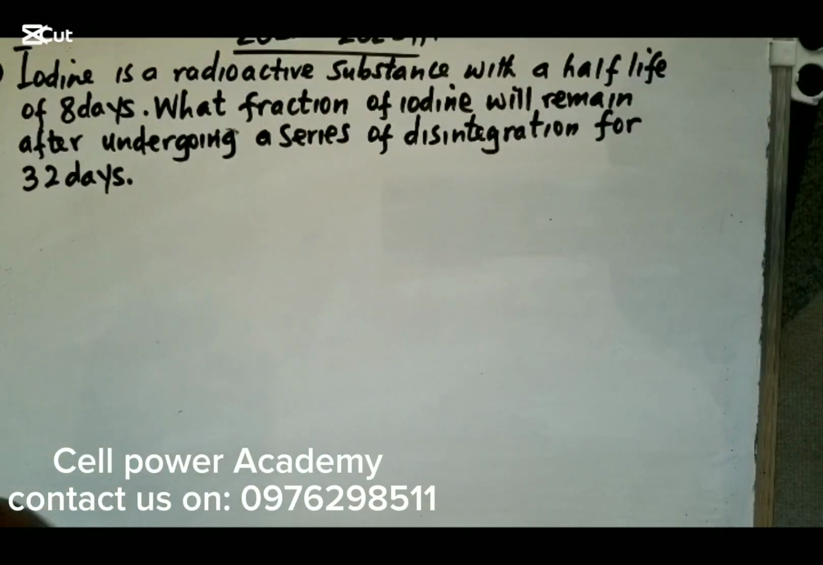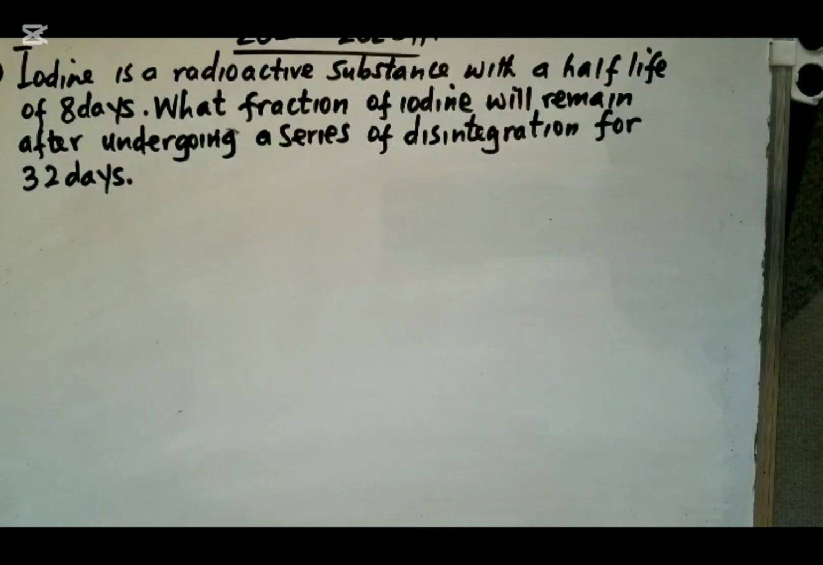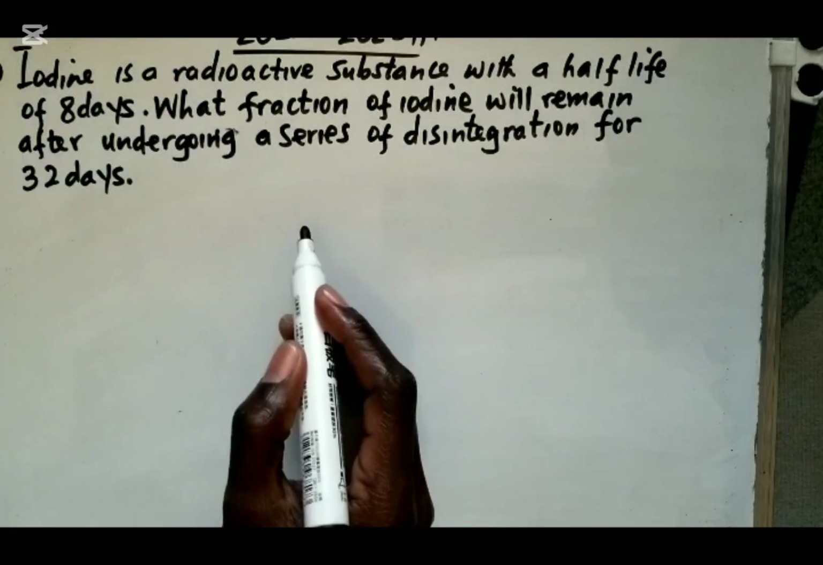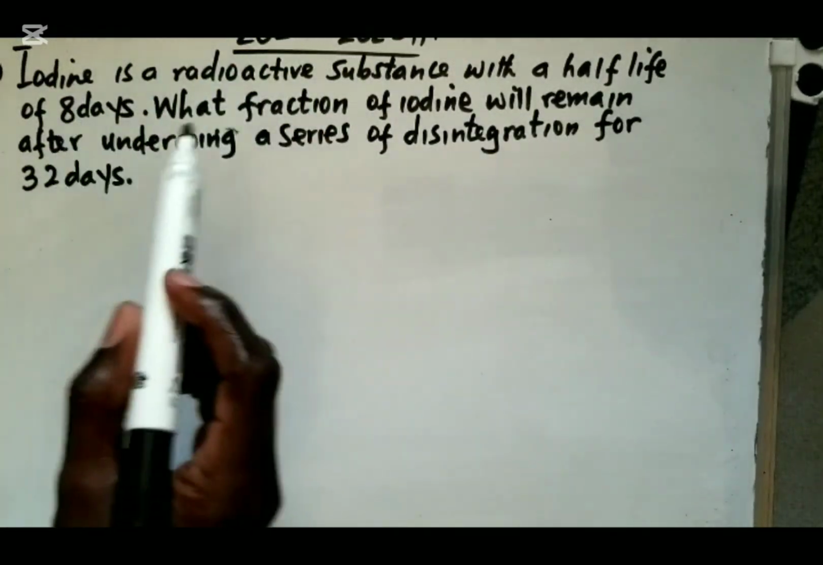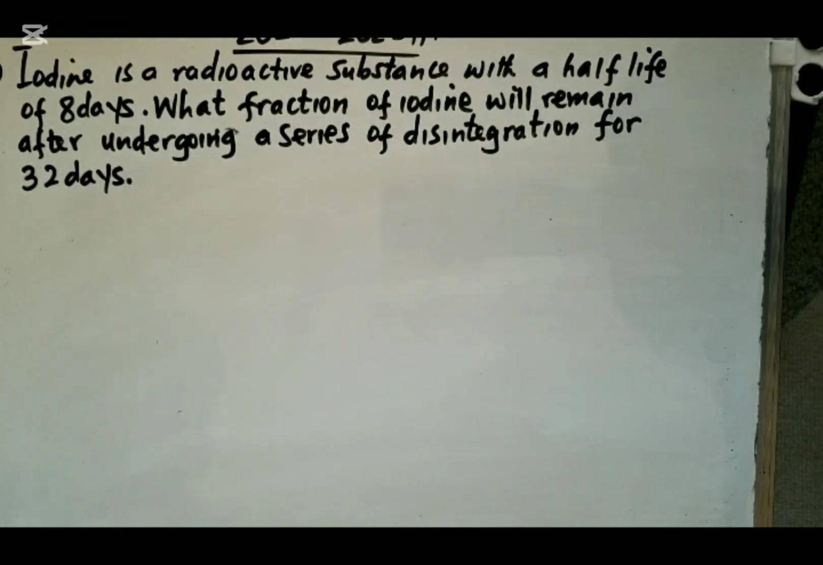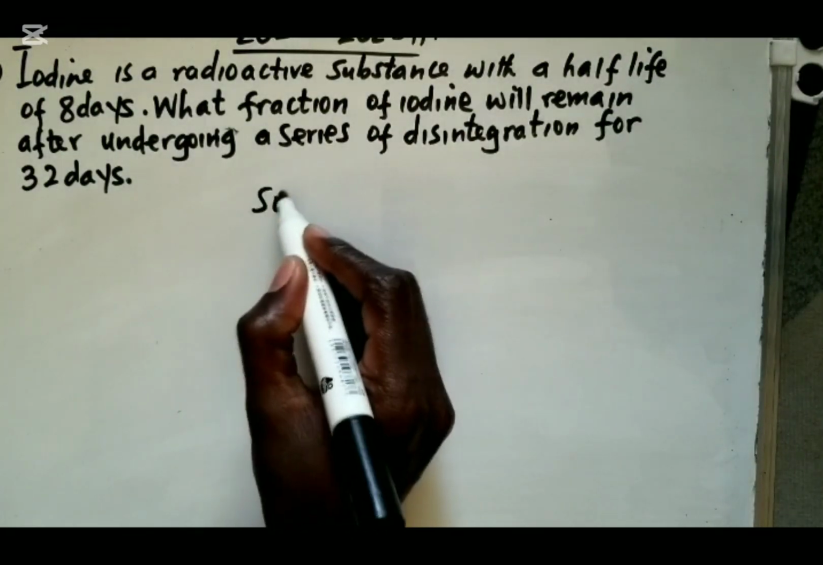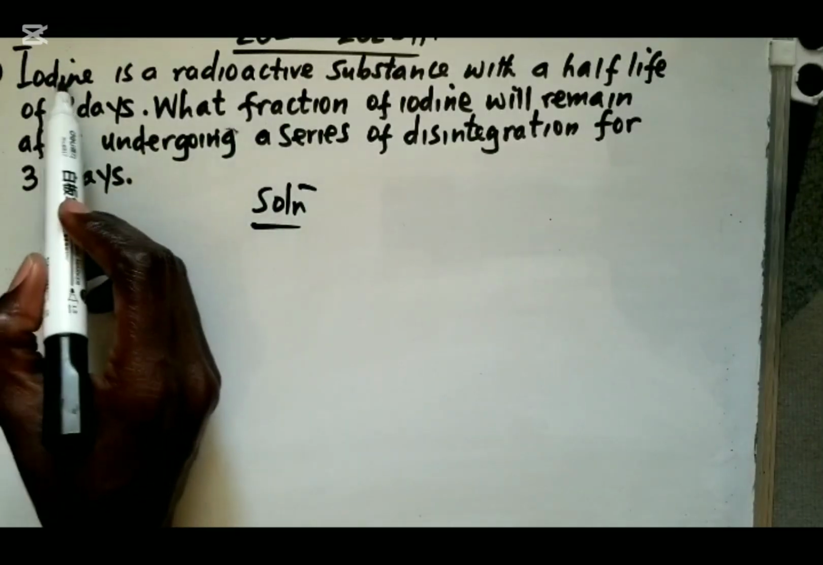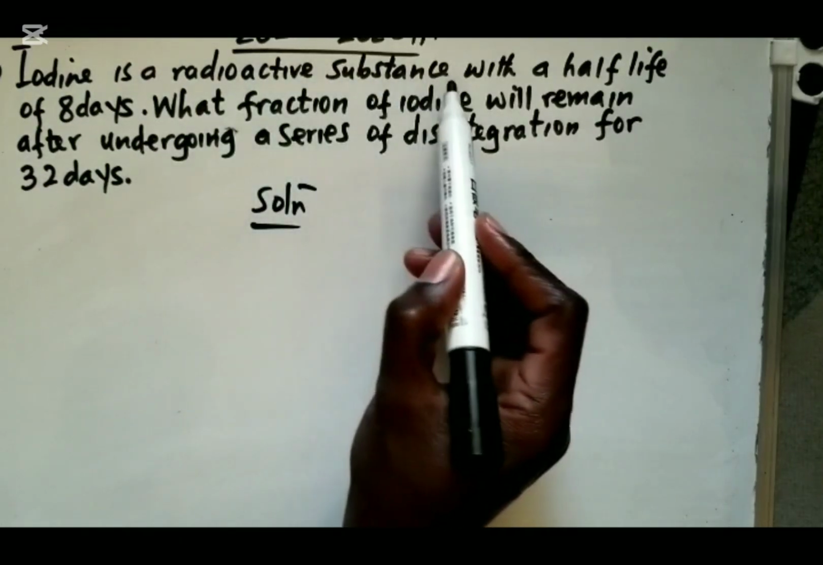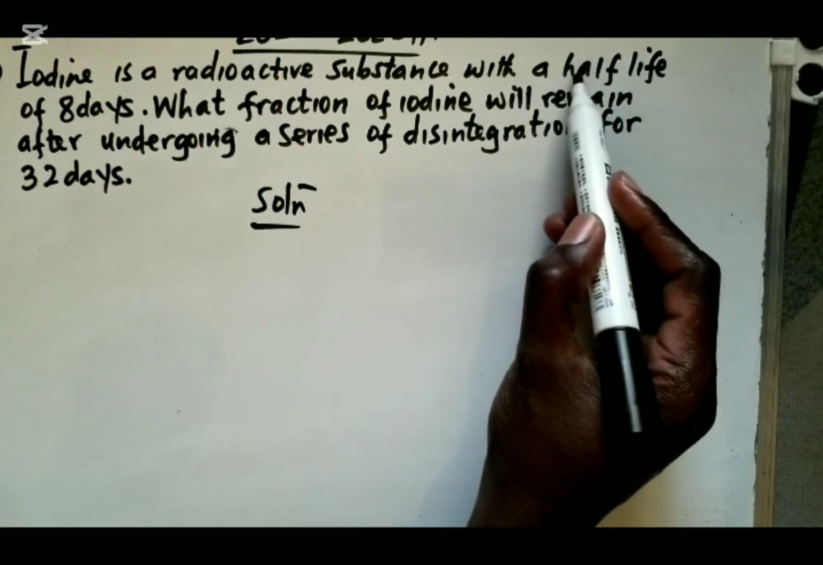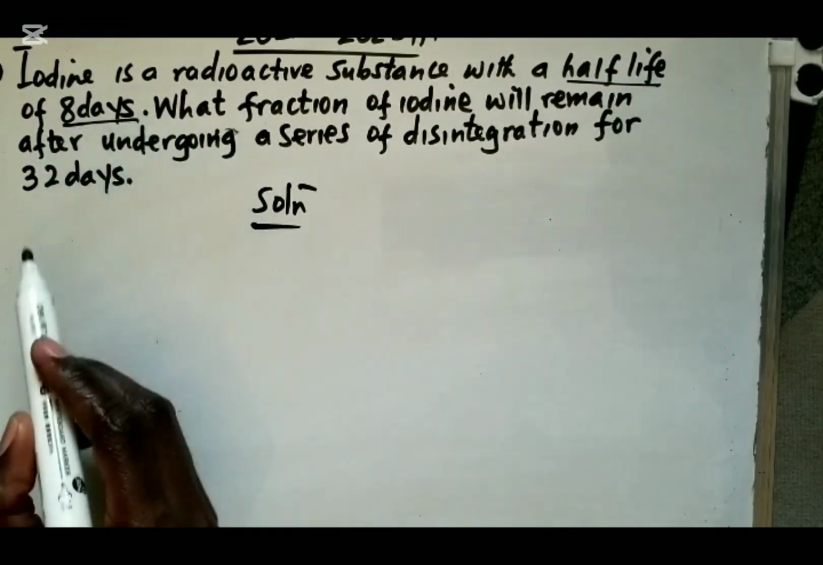So we still continue with physics, radioactivity, as we continue to look at some sample questions on half-life calculation between 2020 and 2025 paper 1. So again, notice what the question says. It says iodine is a radioactive substance with a half-life. So they have told you the half-life of 8 days.